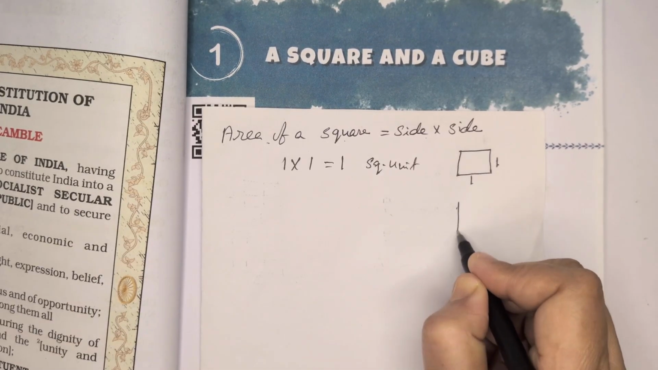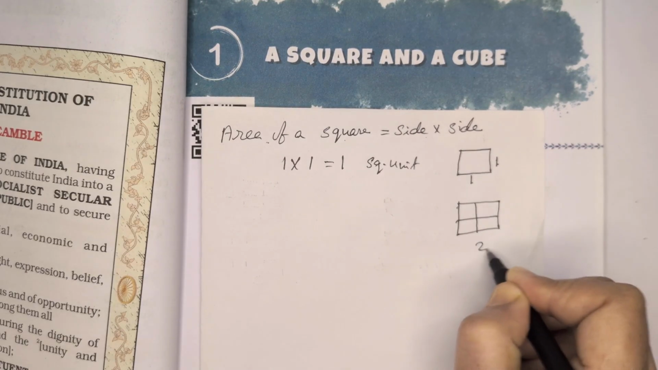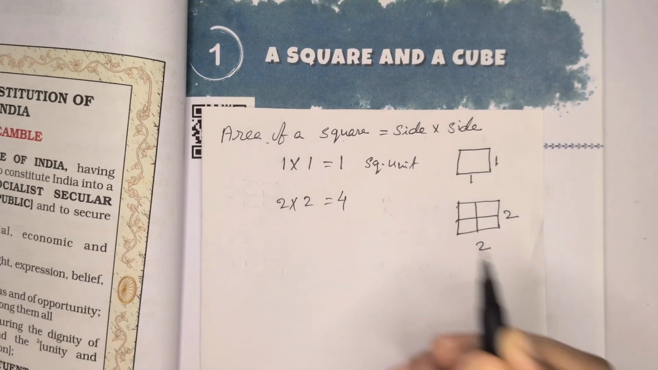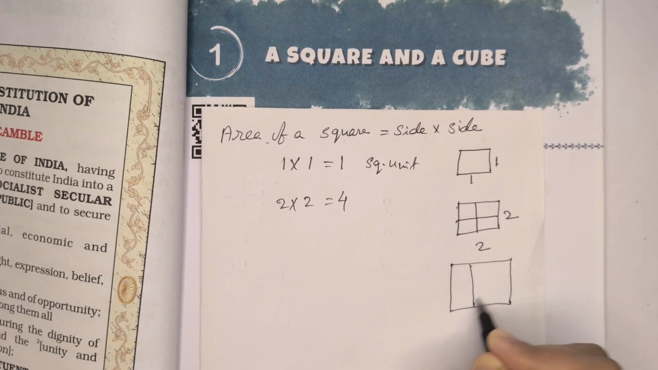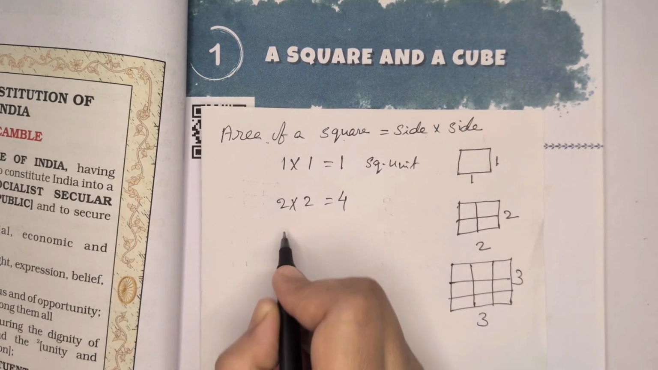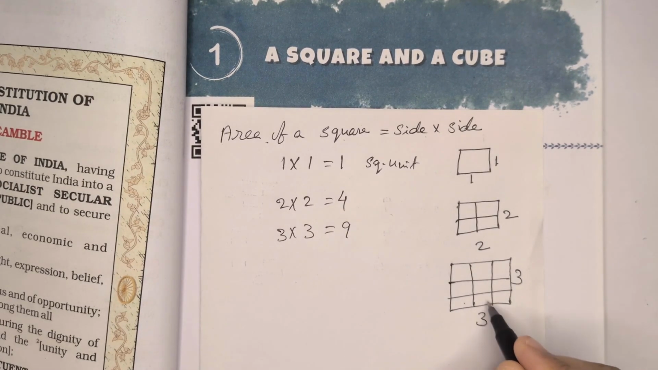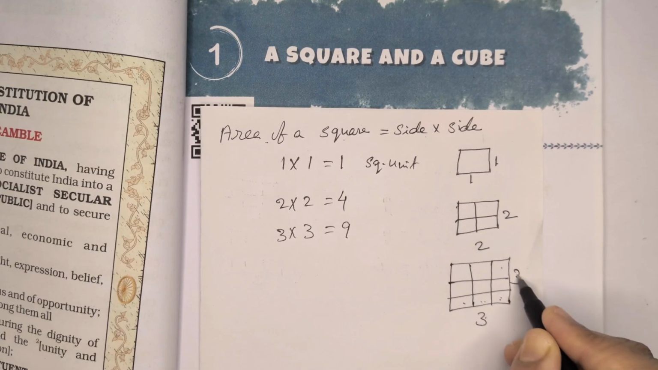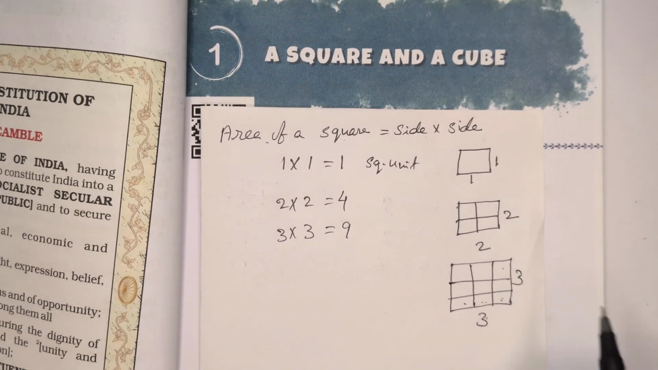If the side is 2 units, here 2, this side also 2, then it will come 2 into 2 is equal to 4. Similarly, with 3 units as the side, 3 into 3 is equal to 9 square units. The small squares we can see here: 1, 2, 3. This side also 1, 2, 3. 3 into 3, a total of 9 small squares are there inside that bigger one.